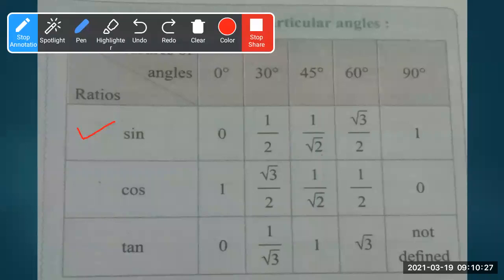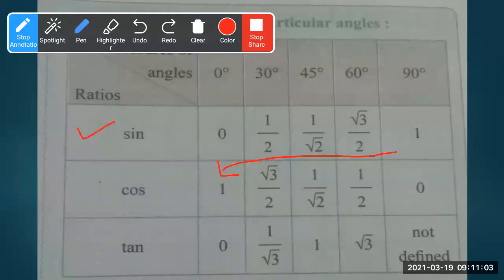As I told you, if you know the values of sine theta, you can get the values of cos and tan. How? If I want to write the values of cos, I will reverse all the values. That means my last value will become the first, the second last will become the second, the third will remain the same, the second value will become the second last, and the first value will be last. Just reverse all the values.